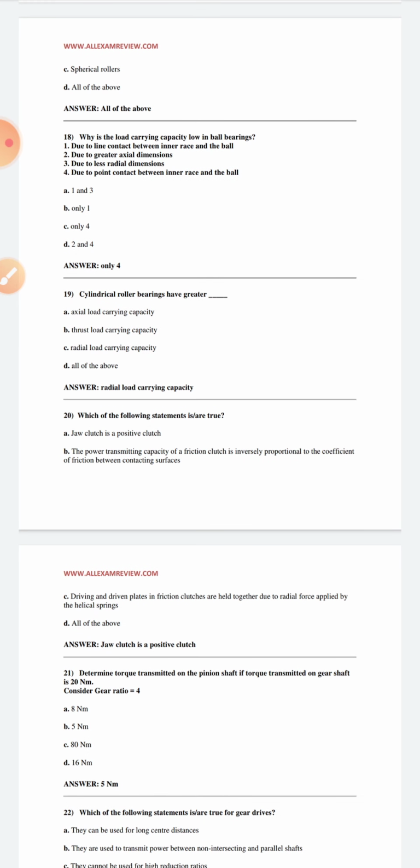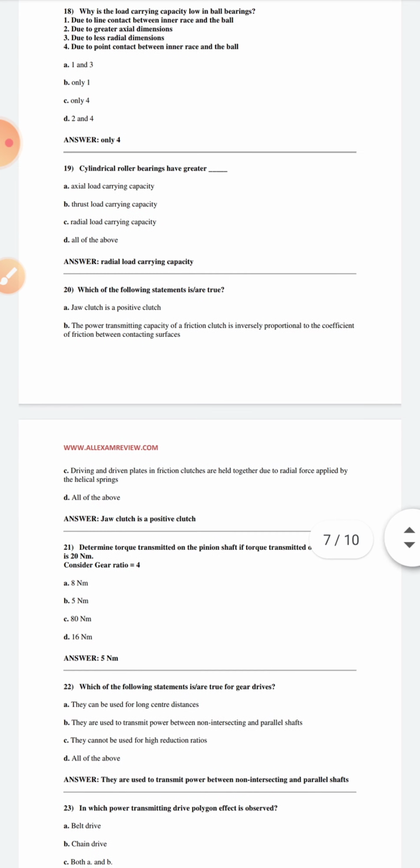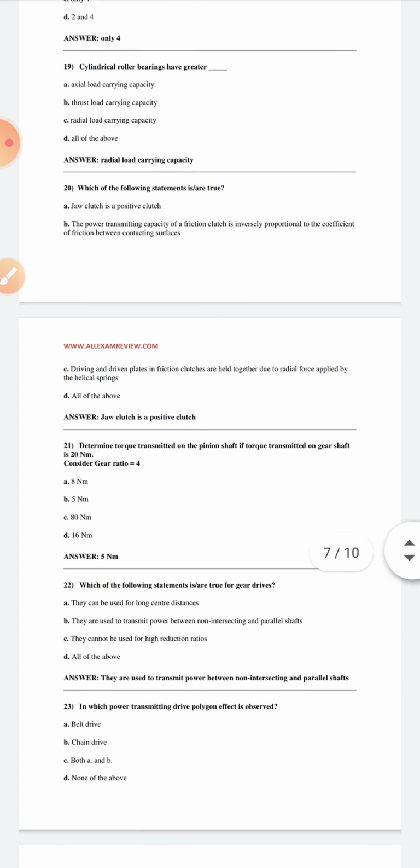Determine the torque transmitted on the pinion shaft if the torque transmitted on the gear shaft is 20 Newton meter. Consider gear ratio is 4. So gear shaft torque divided by gear ratio, it means 20 by 4, that is 5 Newton meter. Which of the following statements is true for gear drives? They are used to transmit power between non-intersecting and parallel shafts.